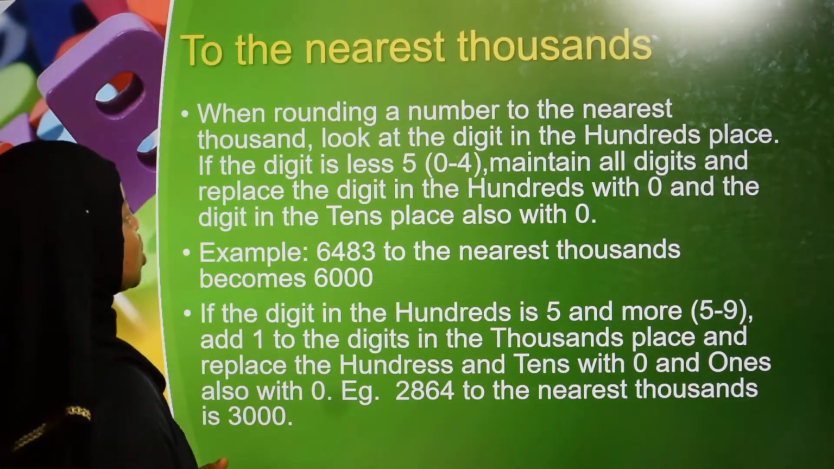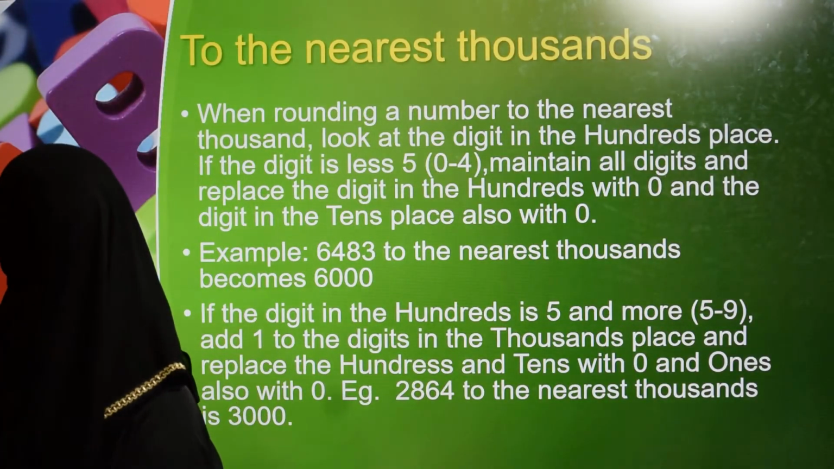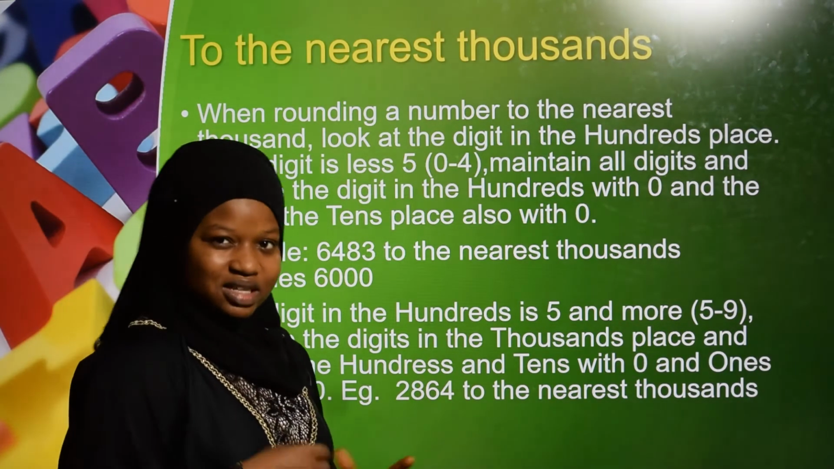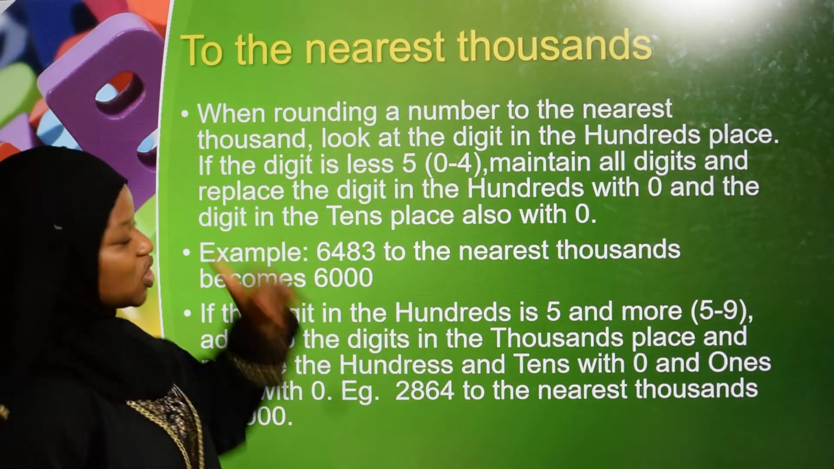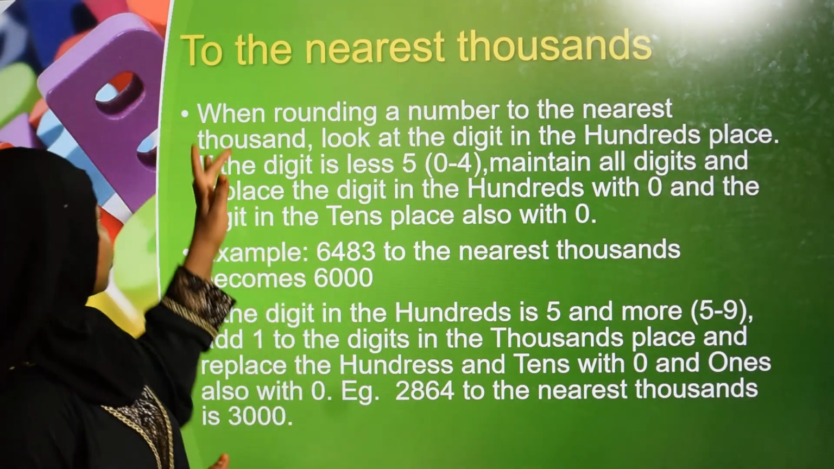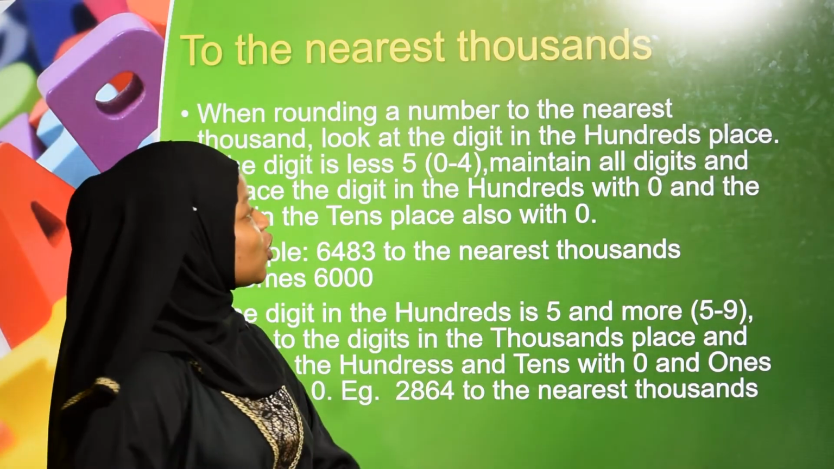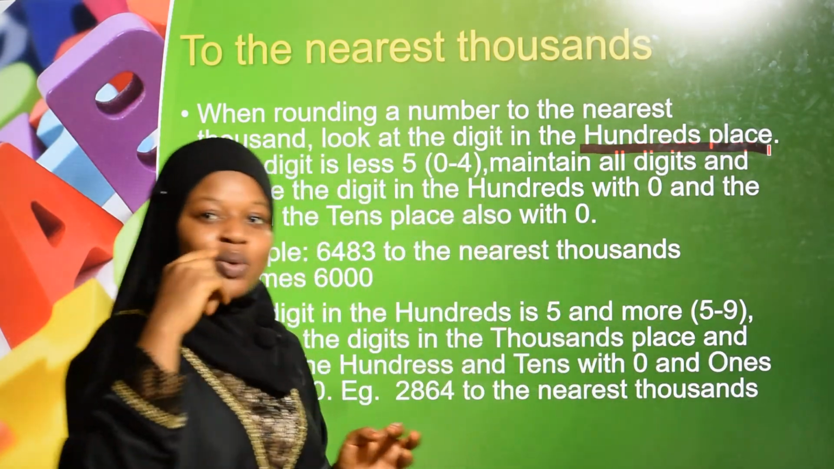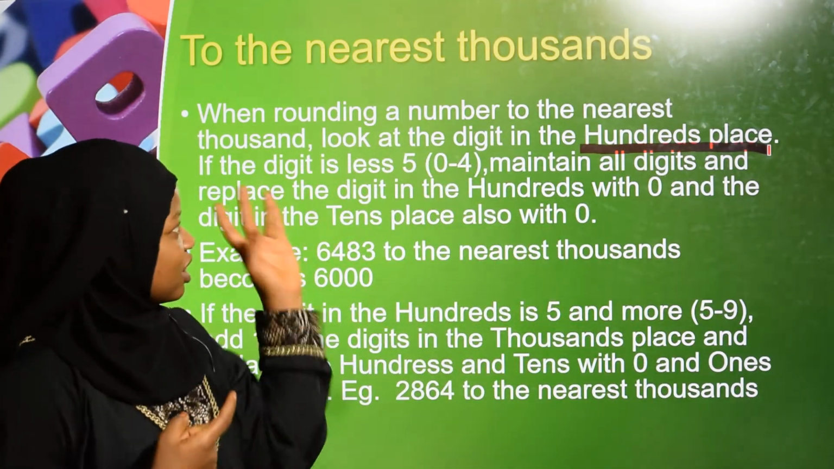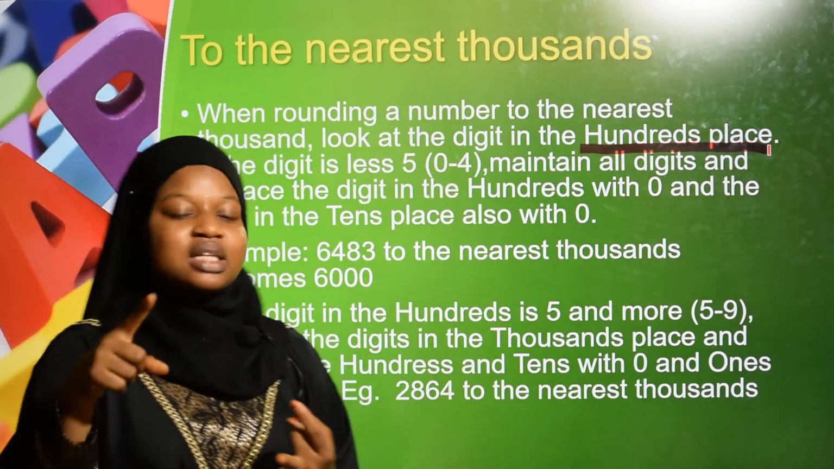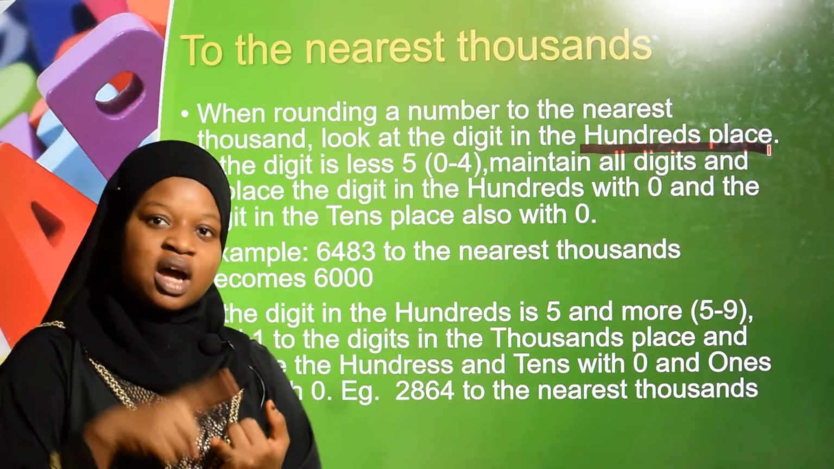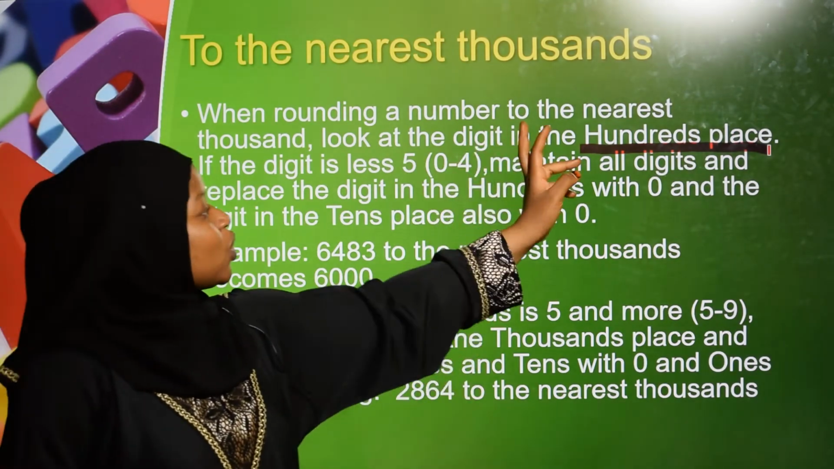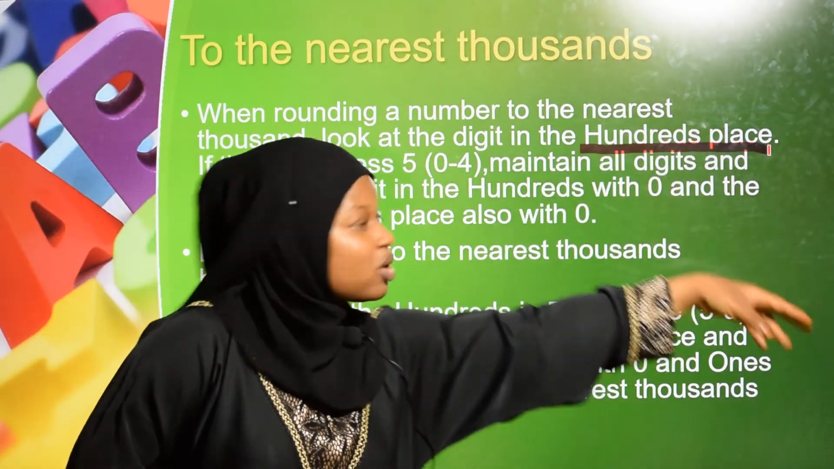We are moving to the nearest thousands. It's the same thing, but here, let's look at what we change or what we look at. When rounding the number to the nearest thousand, you look at the digit in the hundreds place. So at first we started by looking at the digit in the ones place. That was when changing to the nearest 10. Then the digit in the tens place when rounding to the nearest 100. And now you look at the digit in the hundreds place when rounding to the nearest thousands.